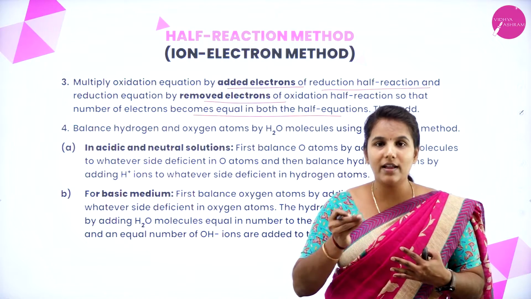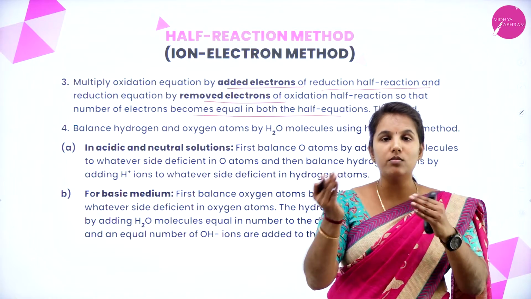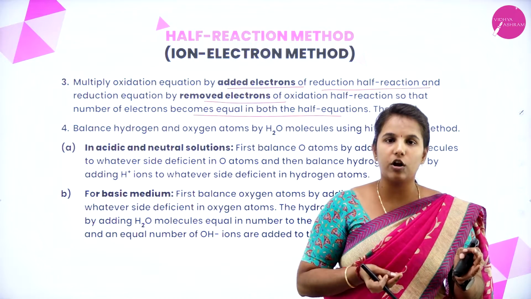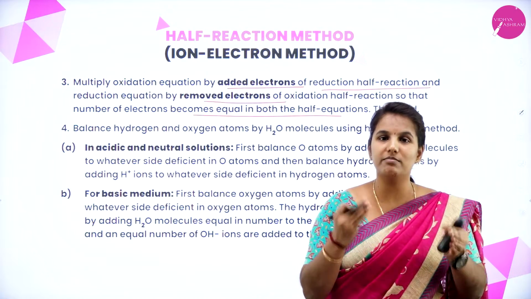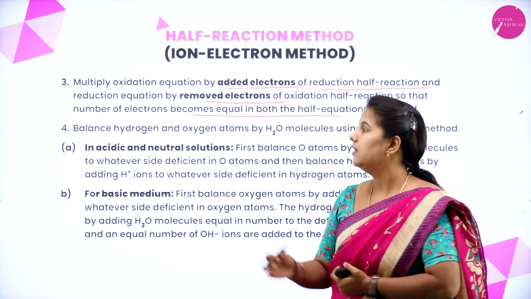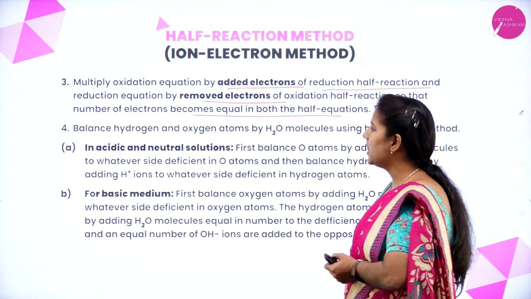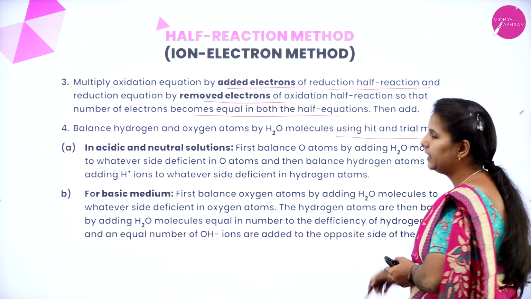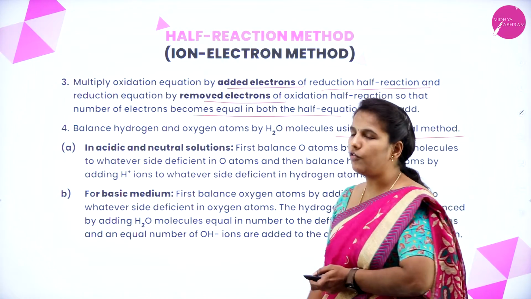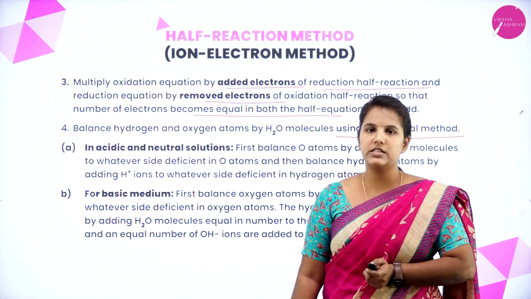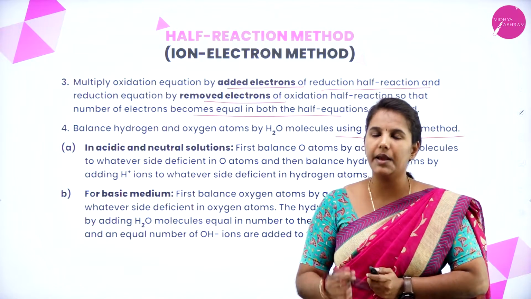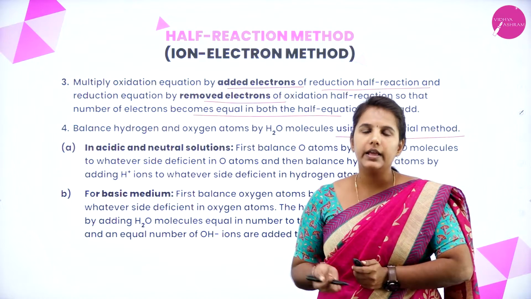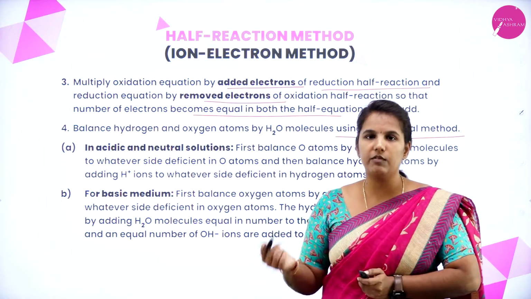So we need to add the electrons in such a way that we account for how many electrons are lost. We need to see that, and add the electrons so that the electrons in both the steps are balanced. And in the fourth step, balance the hydrogen and oxygen atoms with water molecules by using the hit and trial method. Again, there are two different media, acidic medium as well as basic medium. Already you have understood how to deal with the acidic and basic medium in the oxidation number method. The same thing will be followed here.